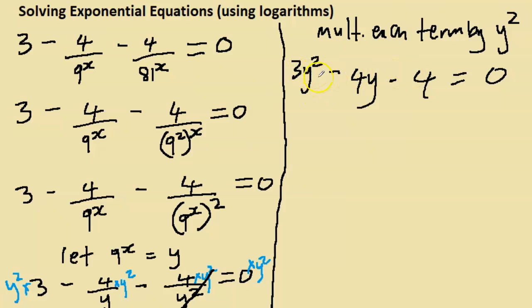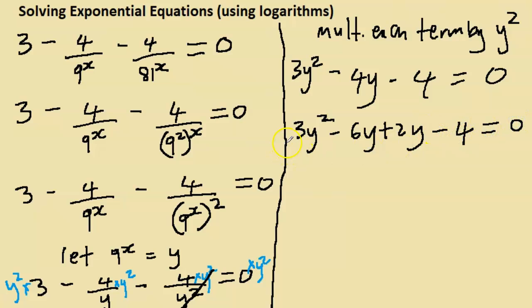Notice that AC is minus 12. So we want to rewrite the minus 4y. So we can rewrite the minus 4y as minus 6y plus 2y. Notice we still get minus 4 in the middle. And when you multiply minus 6 times 2, you get minus 12. Alright, so we have our groups.